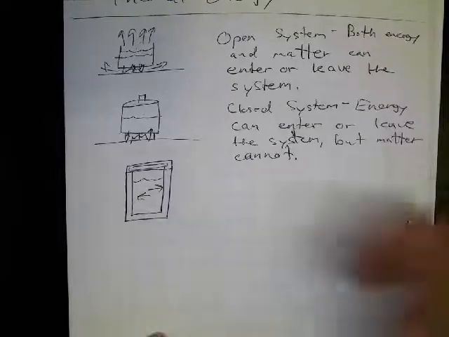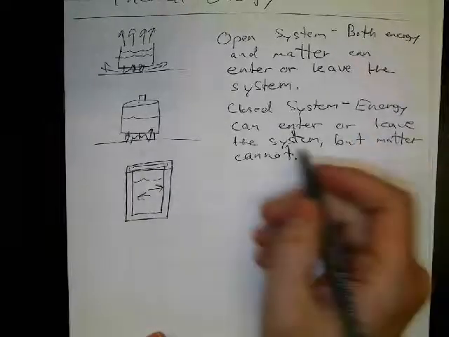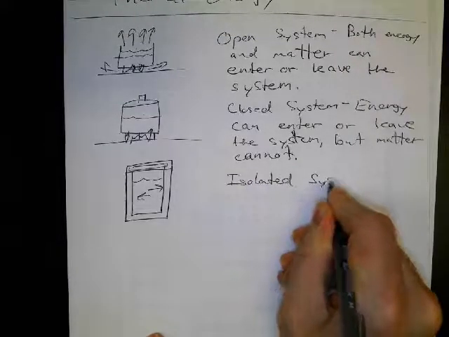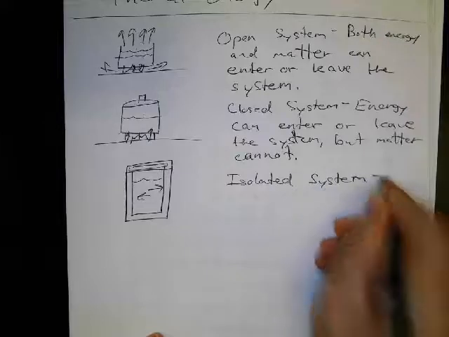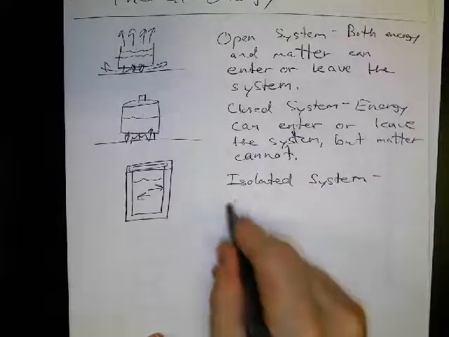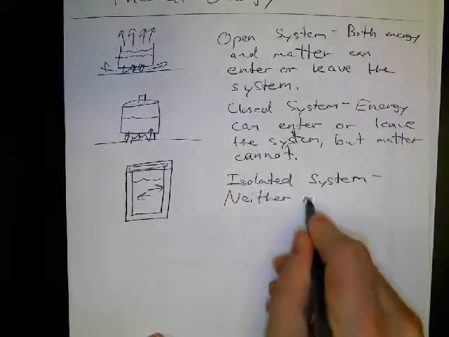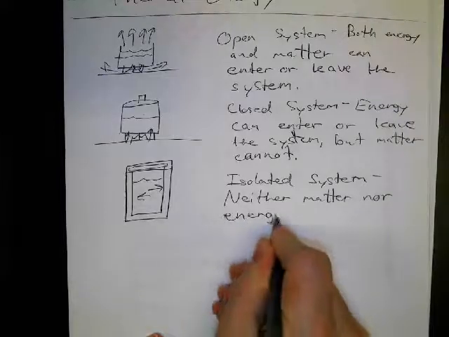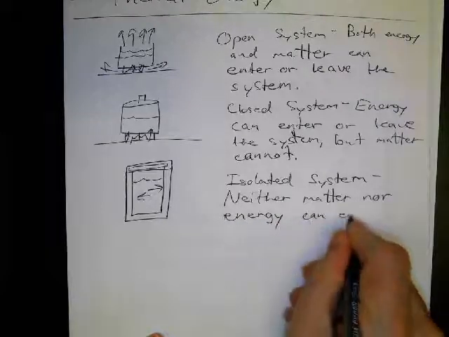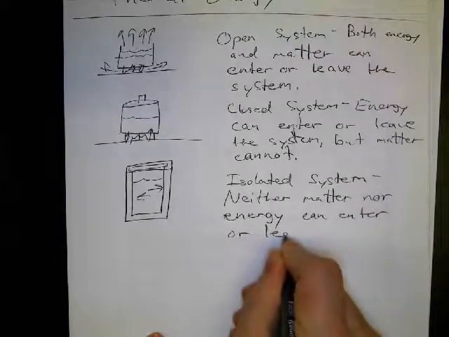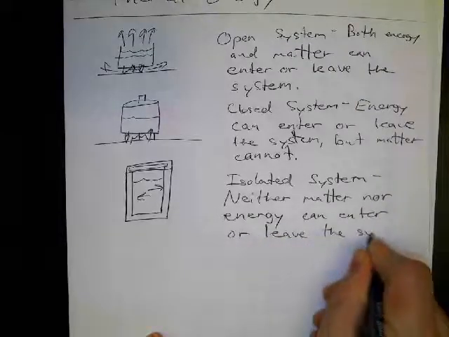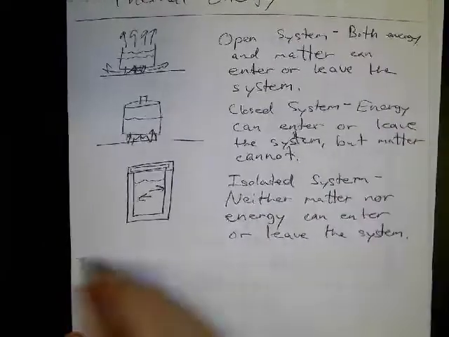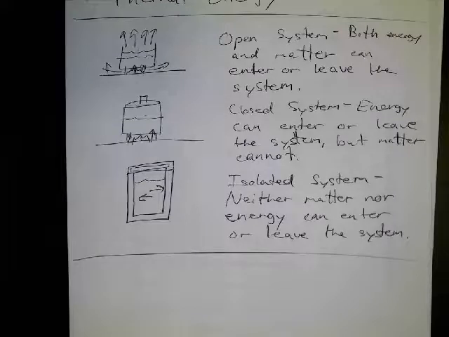It's a good segue. This system would be an isolated system. The system of the thermos would be an isolated system because neither matter nor energy can enter or leave the system. All right? So those are the three types of systems we will be dealing with in chemistry.